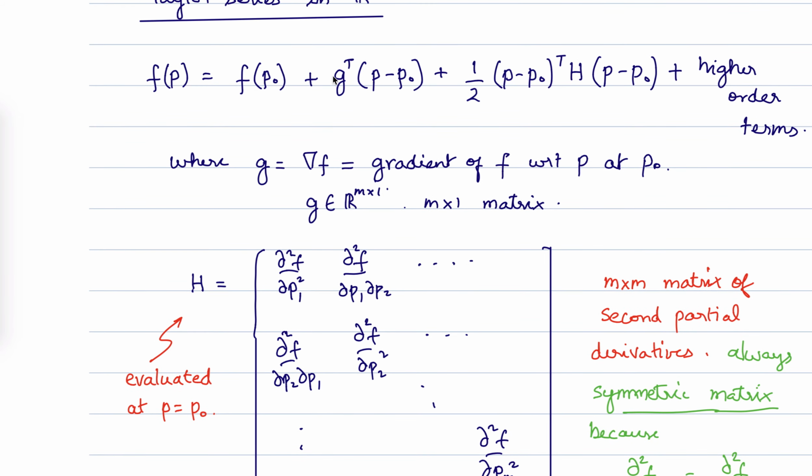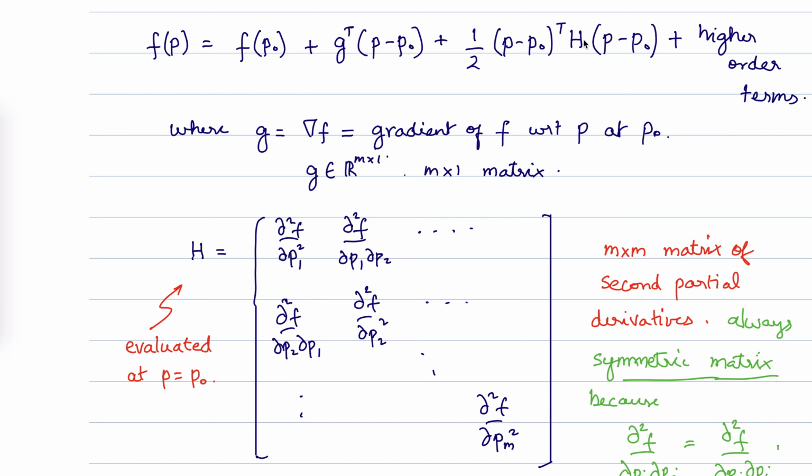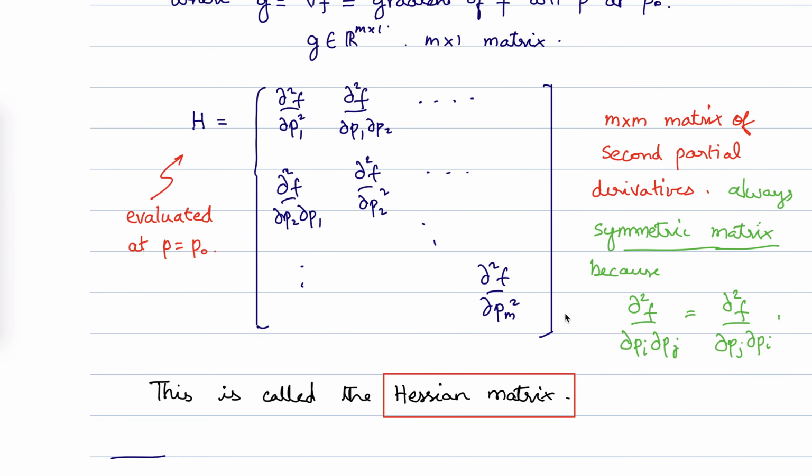Again, the g is the gradient. We just wrote it as g because it's a bit cumbersome to write grad f transpose there. This is going to be an m by 1 matrix. Recall that p and p naught are all m by 1 matrices. This matrix H is actually an m by m matrix of all possible second partial derivatives, so d square f by dp1 square, d square f by dp1 dp2, d square f by dp2 dp1, etc. So it's a matrix of second partial derivatives.